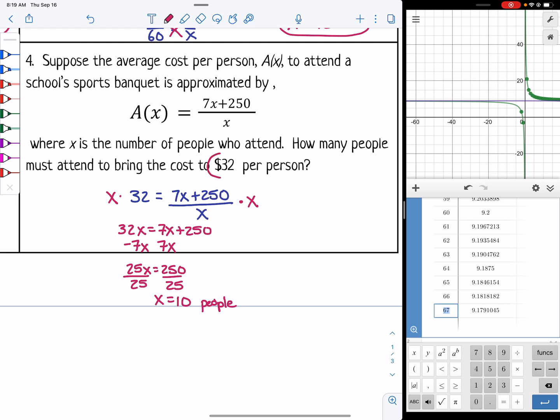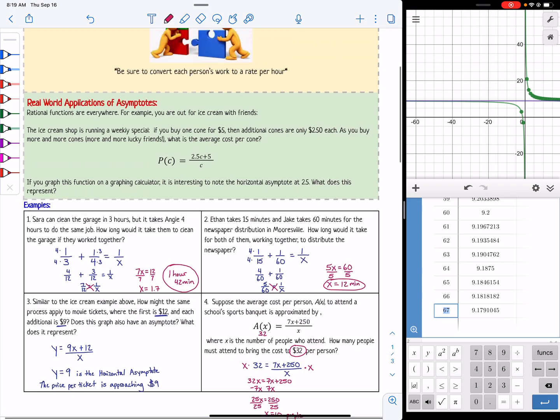So all we did was take the 32 and put that into where our y equals would be. Okay, so that's it for some examples of application of rational functions.